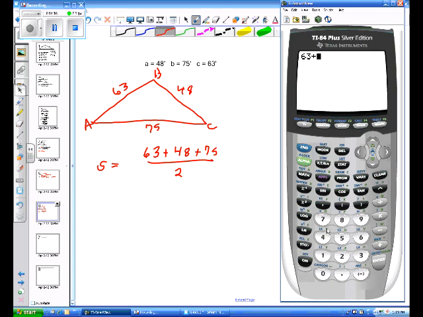$63 plus 48 plus 75. Now I forgot to put parentheses for my numerator, so I'm going to press enter, divided by 2, equals. Since I had a computation, I needed parentheses, but since I didn't put them, I can get that answer and then my answer divided by 2. So S is 93.